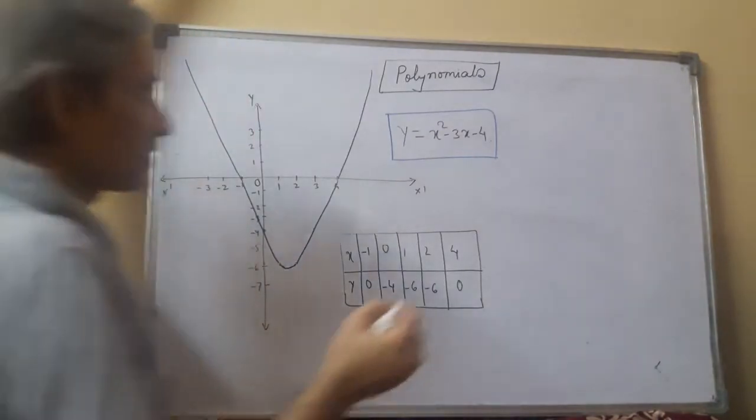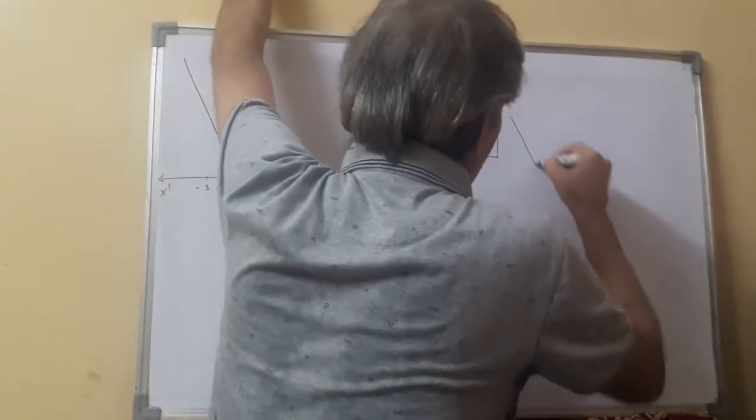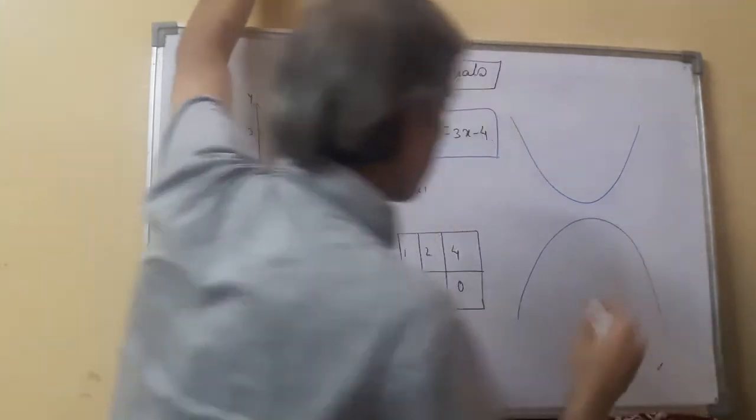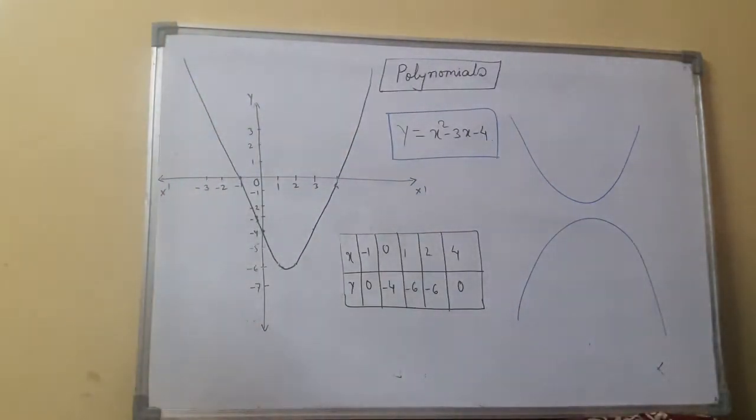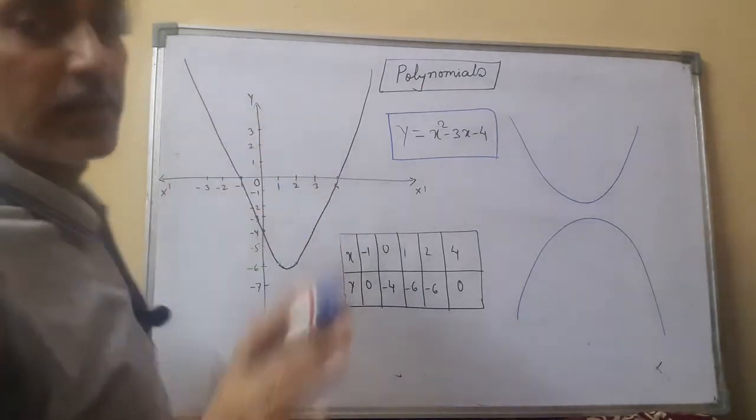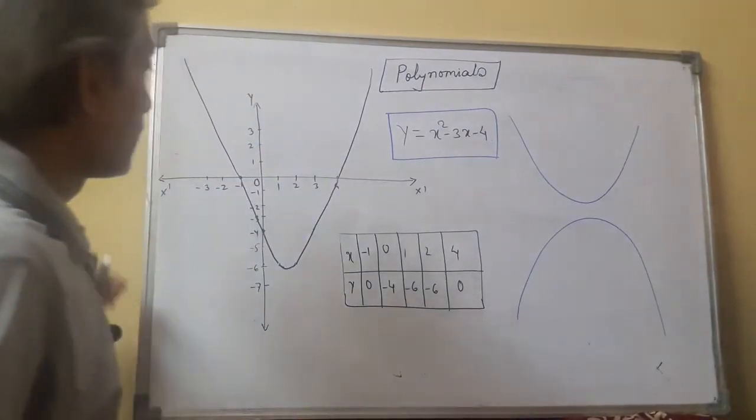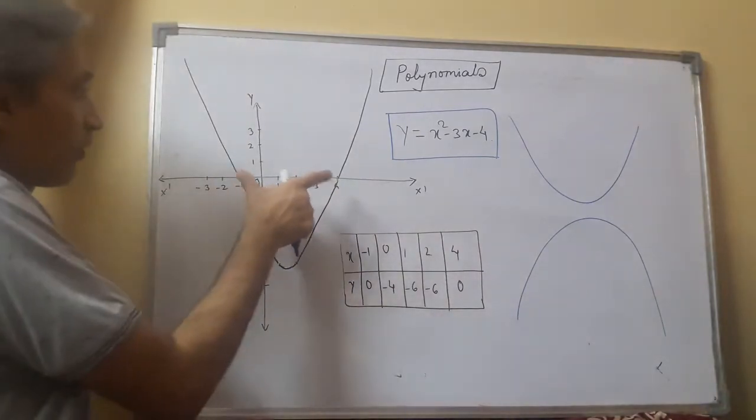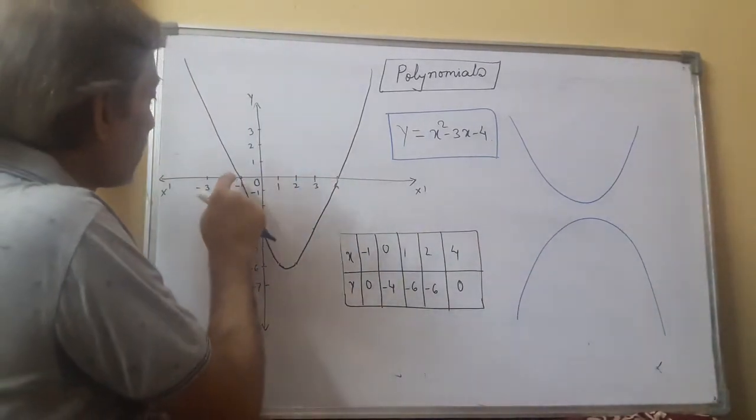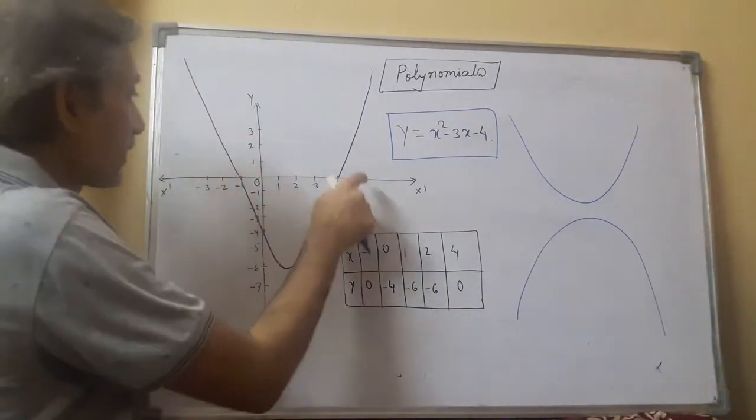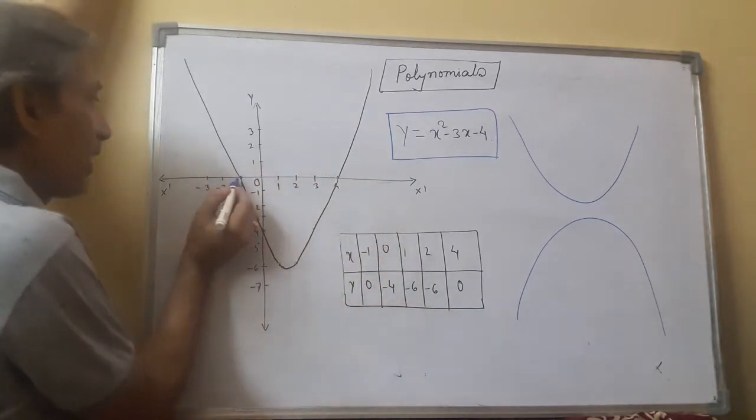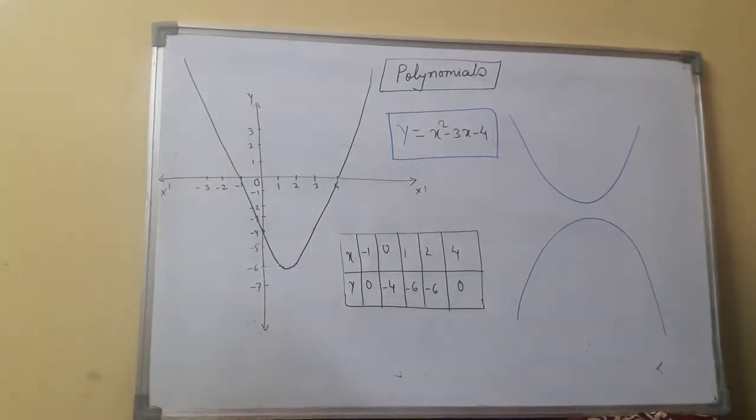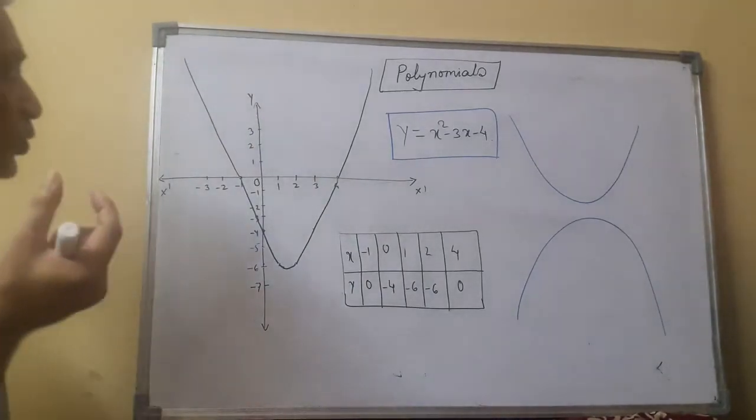Look, either it will look like this or it will look like this, but it has to look like this. So it will look like this. In this case, this graph cuts the x-axis twice, at -1 and at 4, and therefore it has 2 zeros.